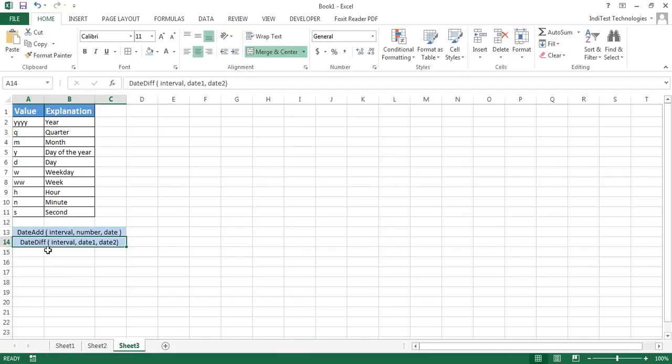Now the syntax of writing the DateDiff function is that you need to have three arguments placed in the DateDiff function. The first is the interval, which, as we discussed in the previous sessions, refers to this table. The date1 is the first date from which you want to calculate the difference. The date2 is the second date to which you want to calculate the difference.